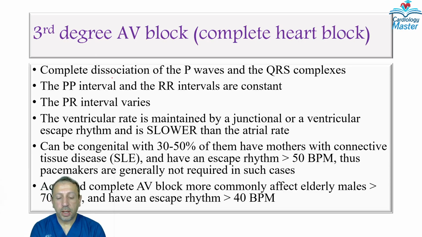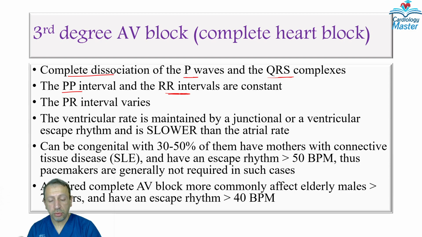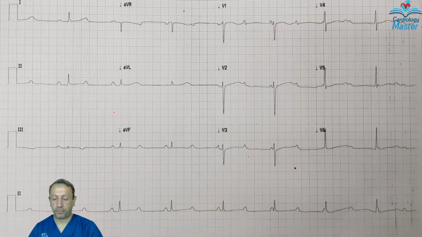What are those? The first one, there is complete dissociation of the P wave and the QRS complexes. The second is that the PP interval and the RR interval, which we'll discuss now, are constant. Those intervals are constant, while the PR interval varies. So let's go to the ECG.